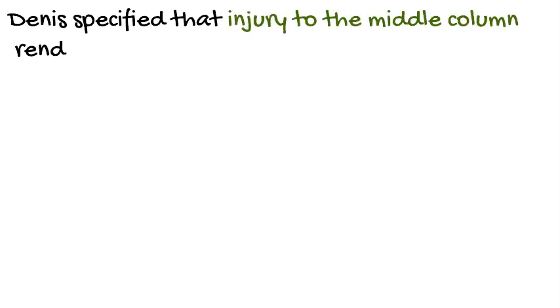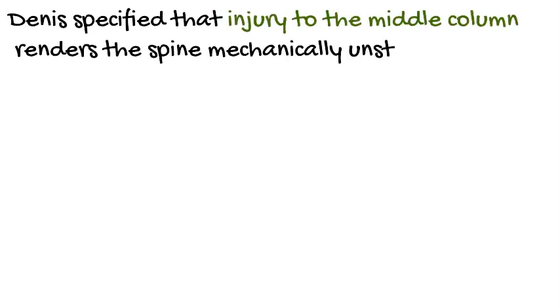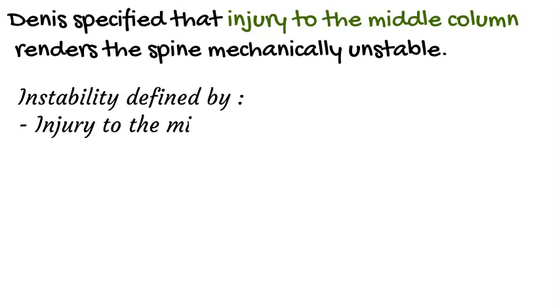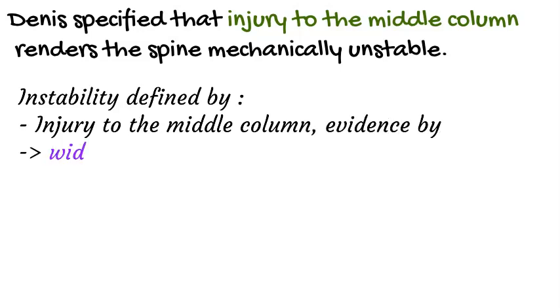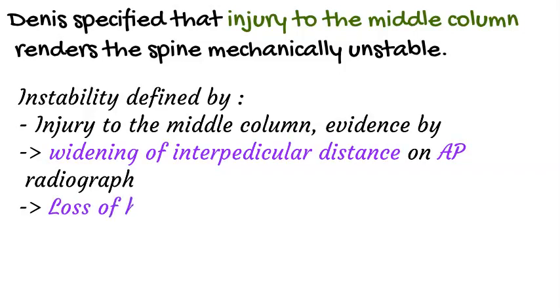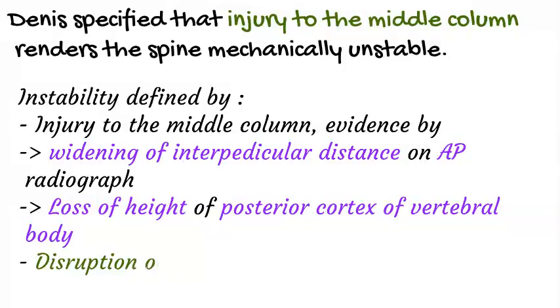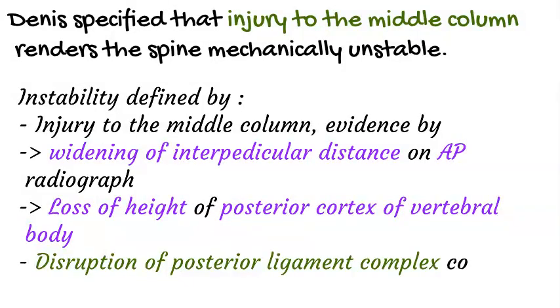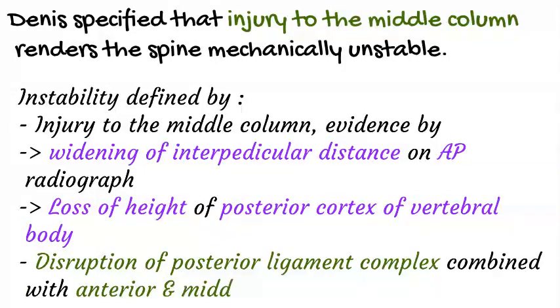Denis specified that injury to the middle column renders the spine mechanically unstable. Instability is defined by injury to the middle column, evidenced by widening of interpedicular distance on AP radiograph, loss of height of the posterior cortex of the vertebral body, and disruption of the posterior ligament complex combined with anterior and middle column involvement.